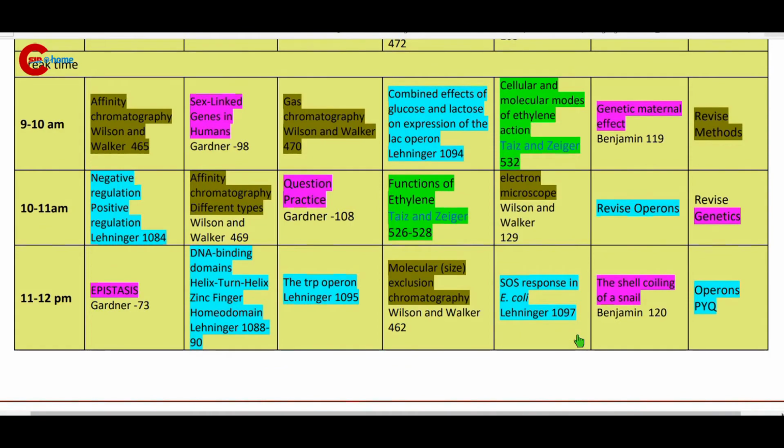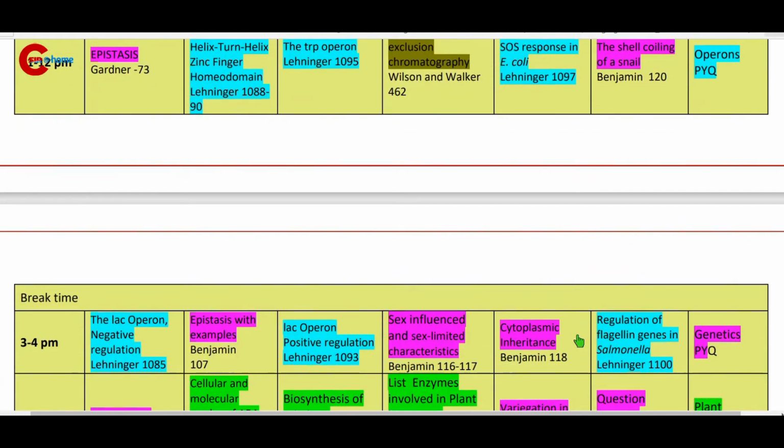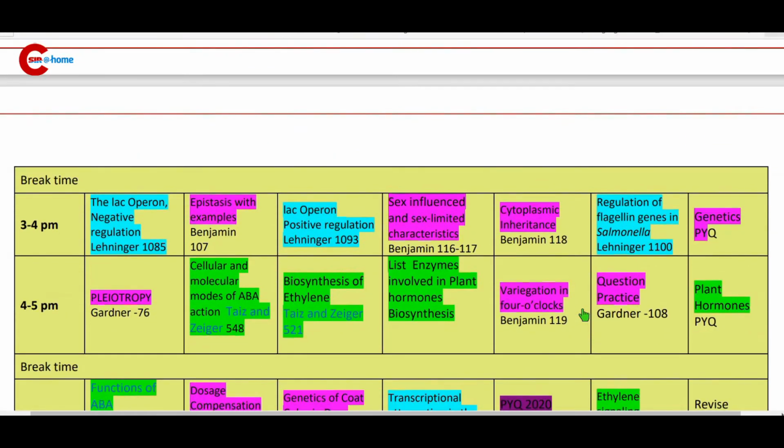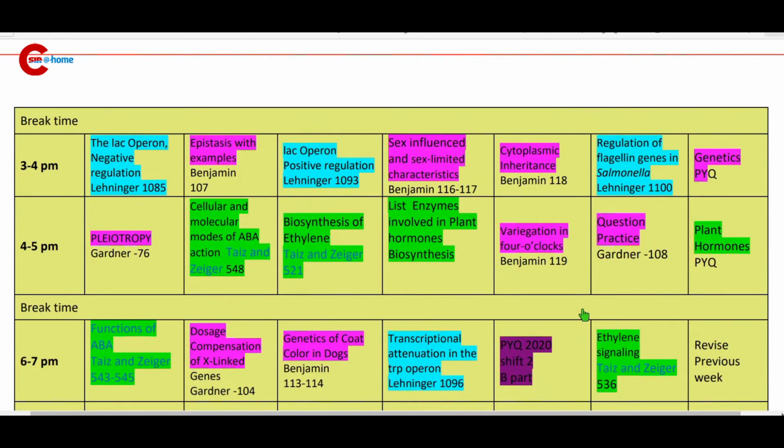Then 3 to 4 p.m. study cytoplasmic inheritance. This one is an important topic. Study it from Benjamin. Then 4 to 5 p.m. study, this is an example, variegation in four o'clock plants. That is the example of cytoplasmic inheritance. Study this one.